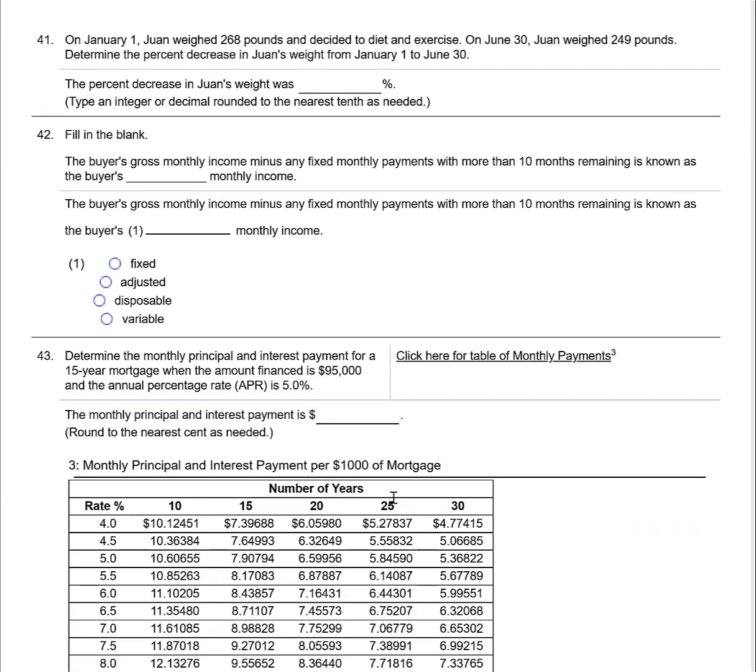Fill in the blank. The buyer's gross monthly income minus any fixed payments with more than 10 months remaining is known as the buyer's what? And that's known as the buyer's adjusted monthly income.